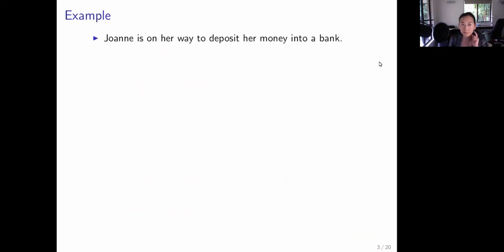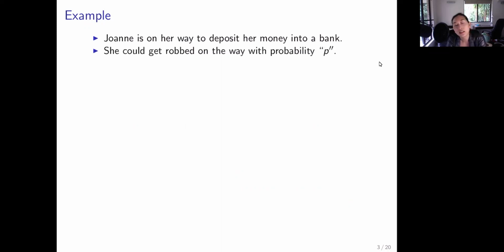easy peasy. Now let's look at something more like a story. Let's say I have Joanne. She is on her way to deposit her money into a bank. Okay, and what happened is she could possibly get robbed on the way with the probability equal to P. Identify all the mutually exclusive events for Joanne for her trip to a bank.